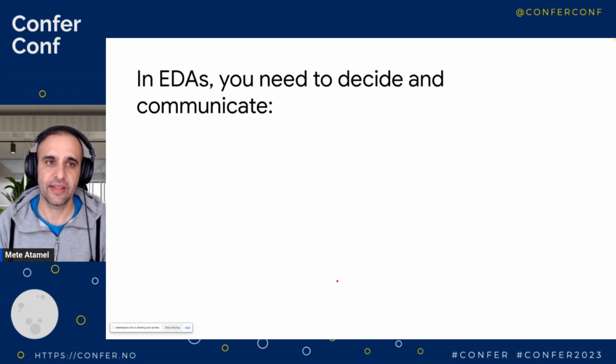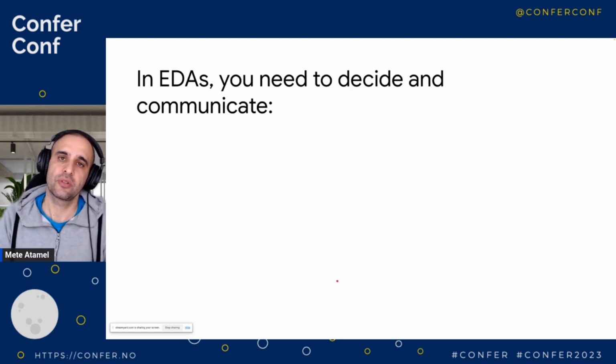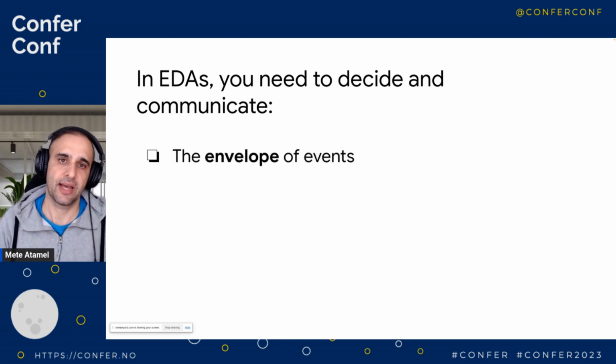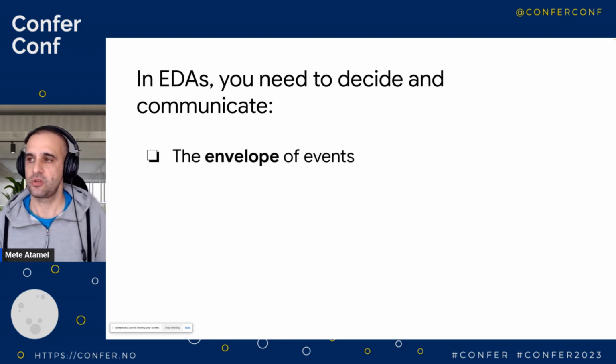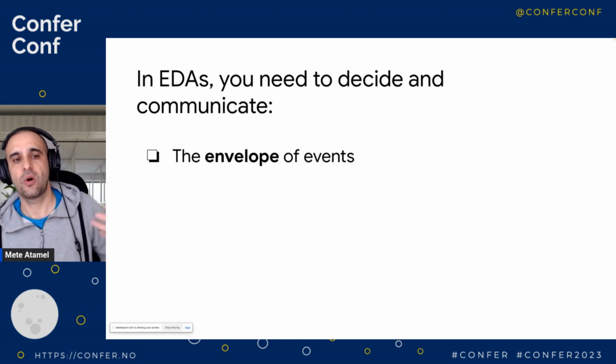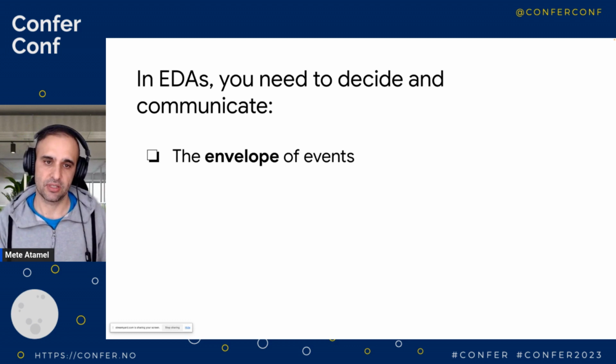Now, in this event-driven architecture, you need to decide and communicate a couple of things. The first thing that you need to decide is the envelope of the events. So these events I showed you, the order received and payment processed events, they all have their envelope, like the format of the event. You need to decide on that upfront so that the services know how to receive and read these messages, and they also know how to submit these messages.